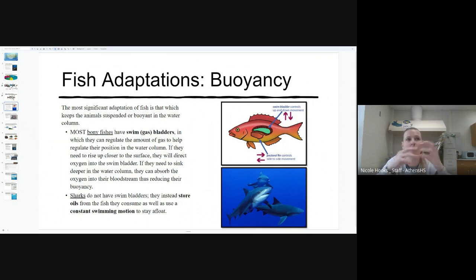But they can move these gases in between their bloodstream and the swim bladder. Sharks don't have this. This is a special adaptation just for bony fishes.